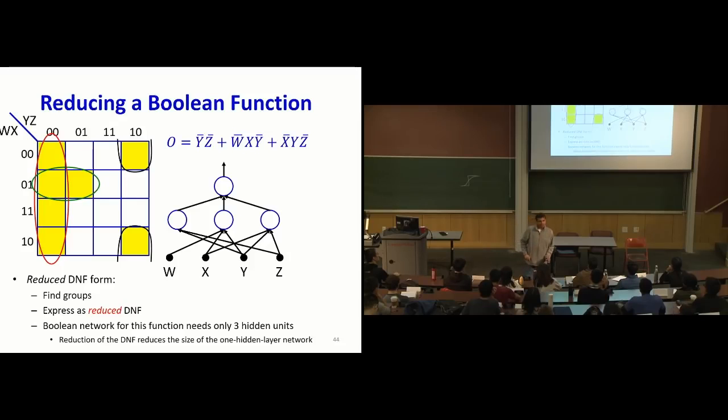What is the worst case? Anybody? What is the worst case for a truth table of this kind?